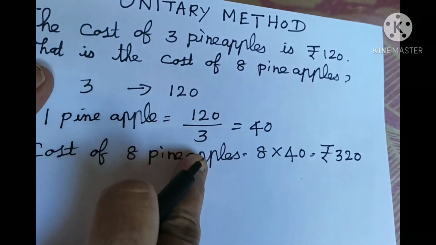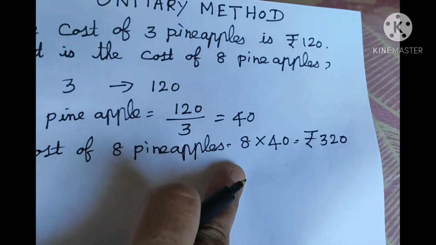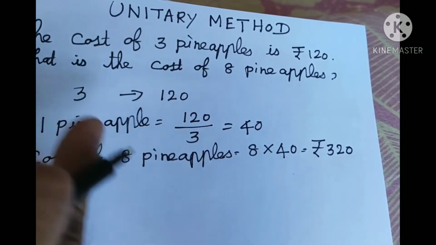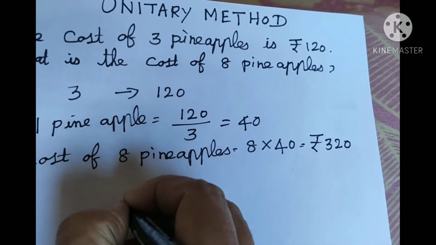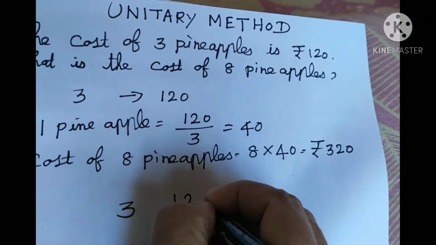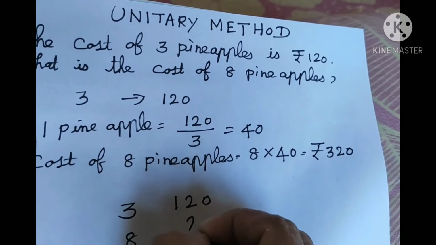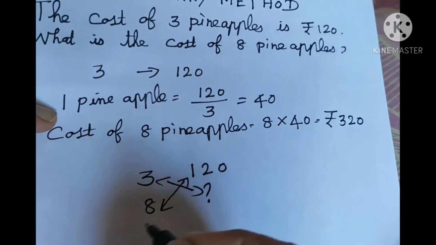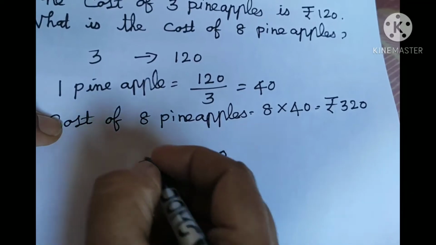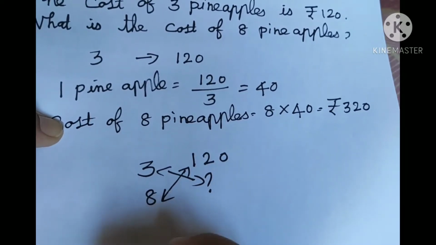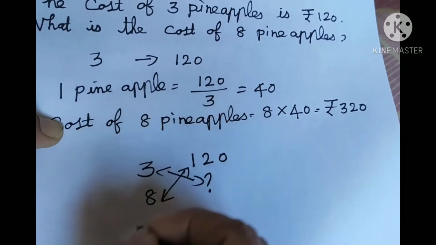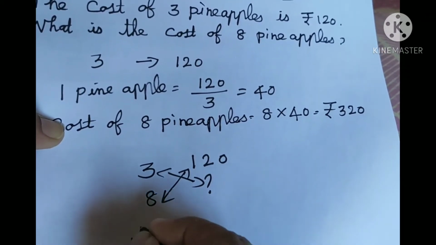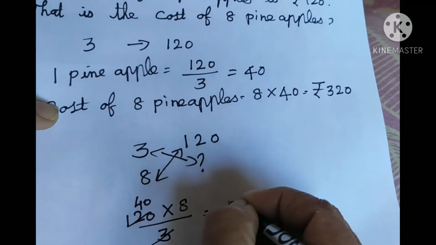We are finding the cost of 1, then we are finding the cost of 8. This is said to be a unitary method. Even we can use the other method also, that is 3, 120, then 8, how much? That is cross multiplication, which I taught in the ratio video. Opposite to the question mark has to be written downside. Then the two values, 120 multiplied by 8, get cancellation, that is equal to 320.